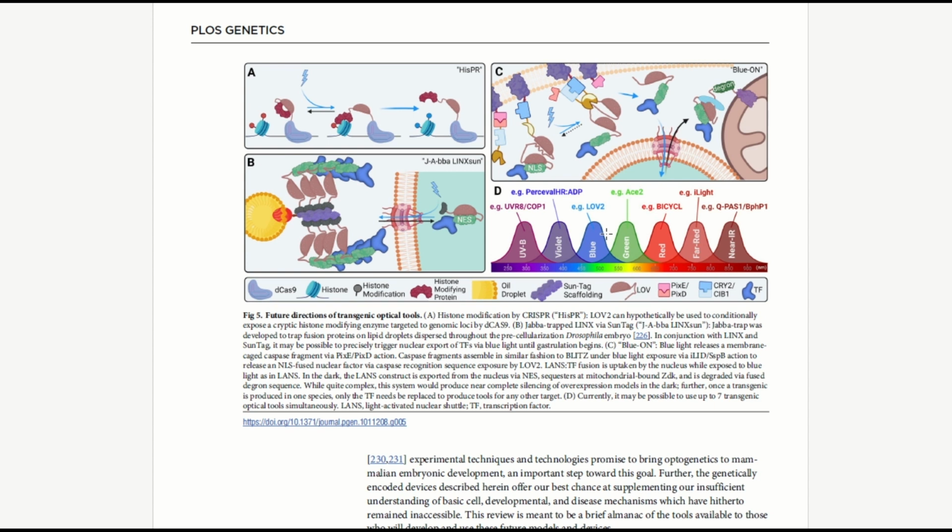Further, the genetically encoded devices described herein offer our best chance at supplementing our insufficient understanding of basic cell developmental and disease mechanisms, which have hitherto remained inaccessible. This review is meant to be a brief almanac of the tools available to those who will develop and use these future models and devices.